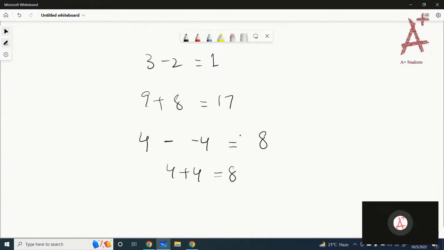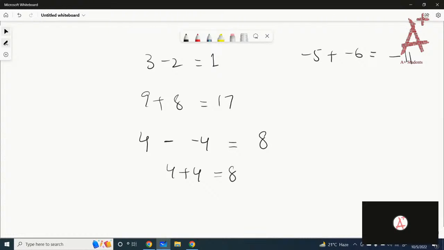Okay, the next one is negative 5 plus negative 6. You are adding two negative numbers, so your answer must be negative. Which is the correct option? Negative 11, 11 or 12? It is negative 11, because both the numbers have a negative sign, so the answer must have a negative. Yes, it is negative 11. Very good.